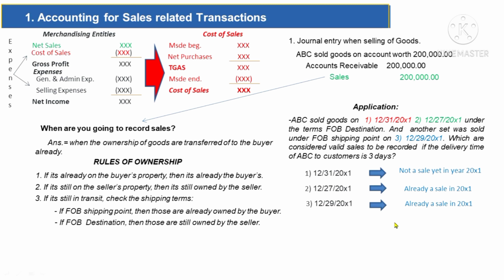So again, is it important to know the rules of transfer of ownership? Yes, of course, especially if we are talking about sales occurring near the end of the current year and the sales occurring early of the next year. Remember always that transactions of the company must be reflected in the correct year or period it occurred. So additional knowledge: if the goods are in transit and there is no mention of shipping terms, then please assume that the goods are shipped under FOB shipping point.